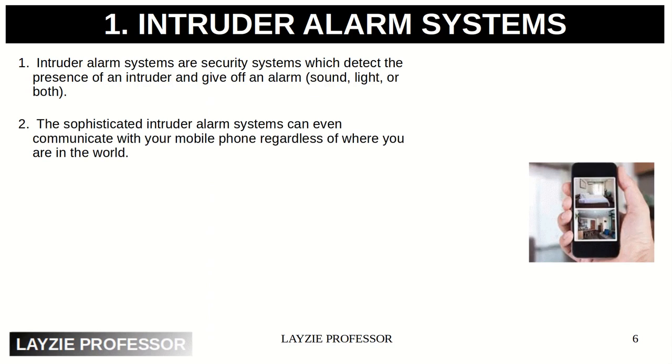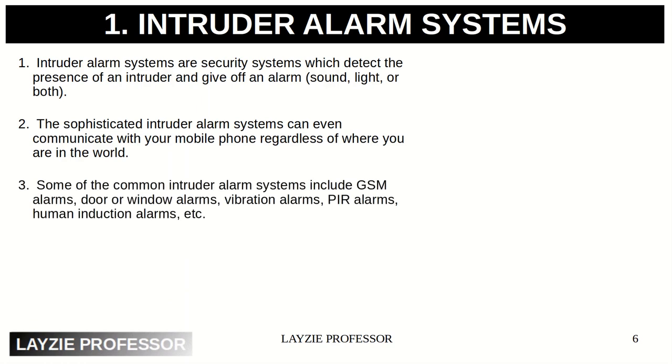Now, the sophisticated intruder alarm systems, or the more advanced intruder alarm systems, can even communicate with your mobile phone regardless of where you are in the world. So if you set up the system for your house and you are not home and you are outside somewhere or have traveled, when there's a breach or there's an intruder in your house, this system can send you notification for you to know that indeed somebody has come into my house. In real time, once you have that information, you can then take action.